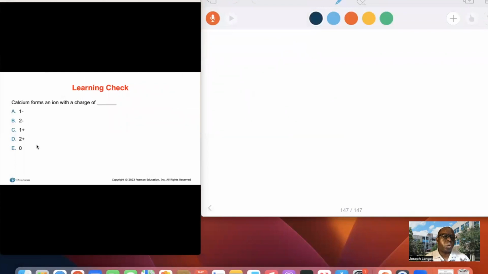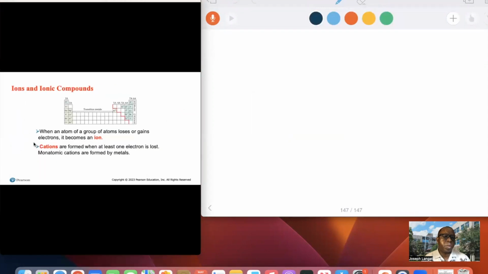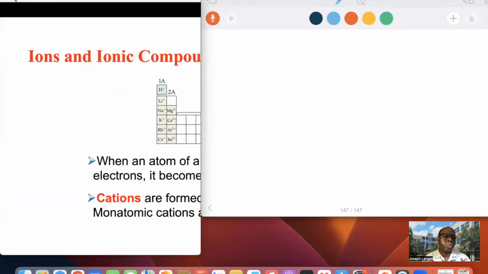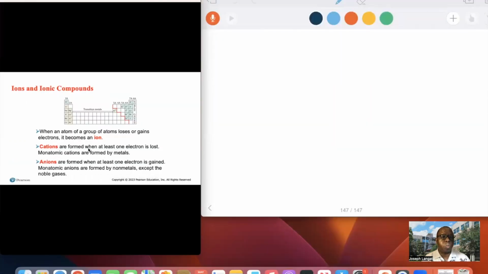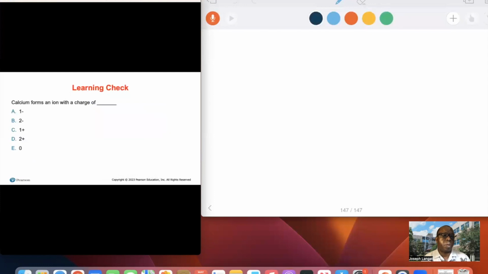The correct answer is positive 2. It's not only calcium; given the periodic table, anything in group 2 here, you see calcium, magnesium, strontium, and so forth, you have to commit the group number to memory, all right? Group number. So the correct answer for that is D.